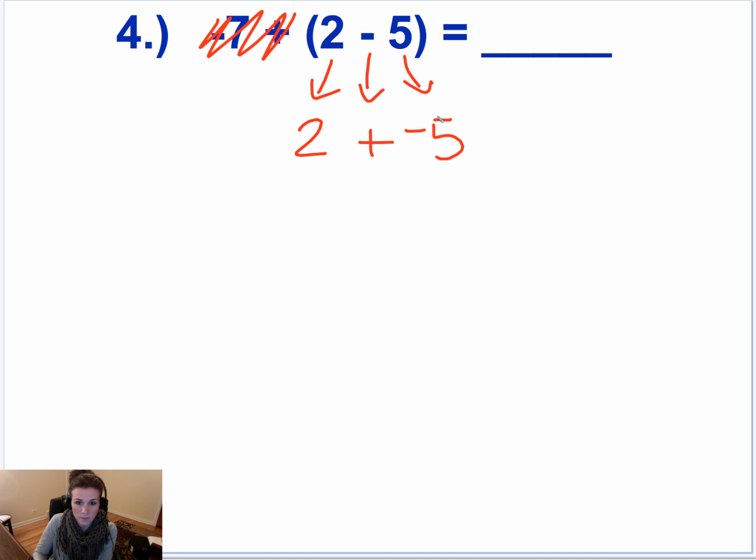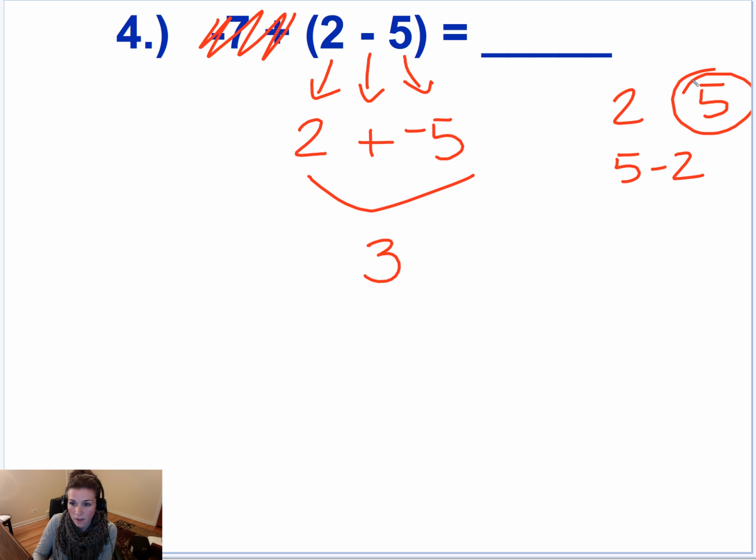2 is positive, 5 is negative, so I need to find the difference between 2 and 5. Well, it's easier in my head to do 5 minus 2, so 5 minus 2 would be 3, but 5 is bigger, and in the problem 5 is negative, so my answer is negative 3.